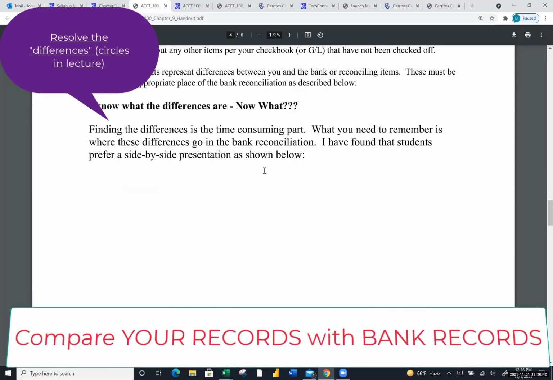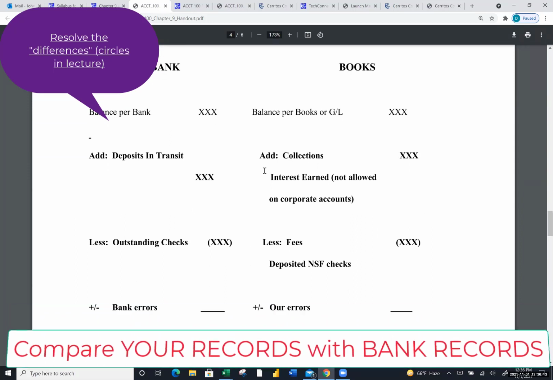Okay, well, we went through this format last time. This is what I call the bare bones format.